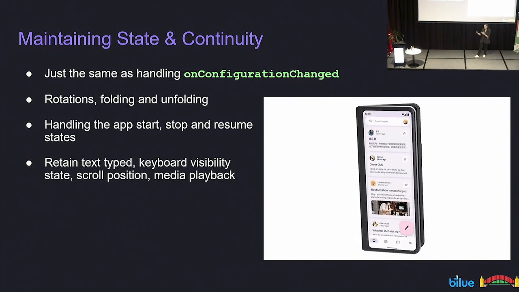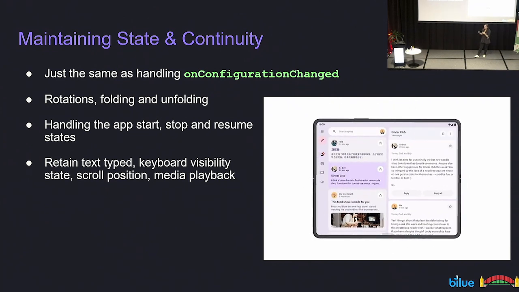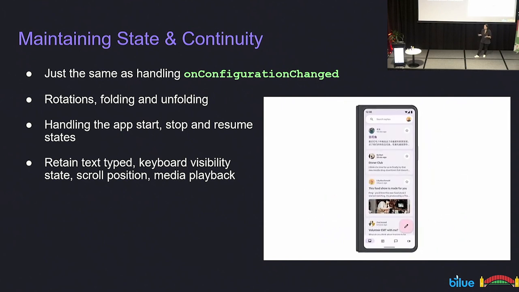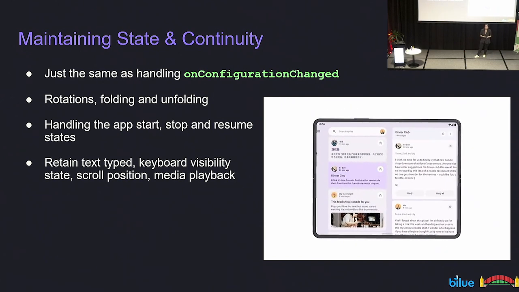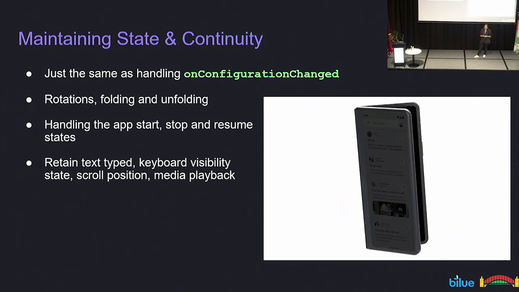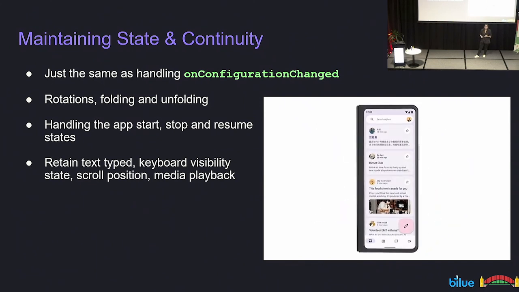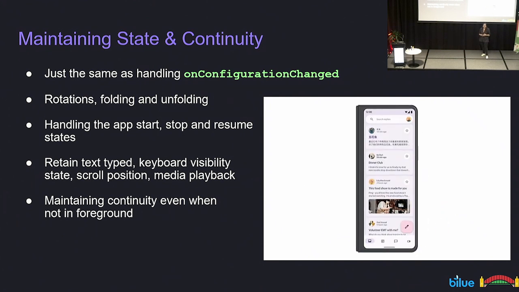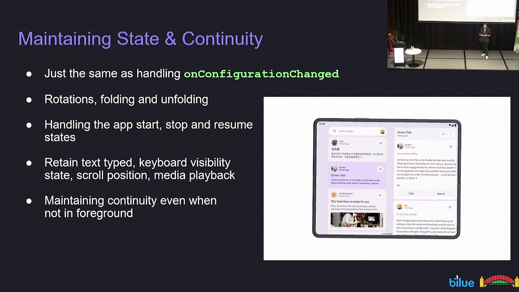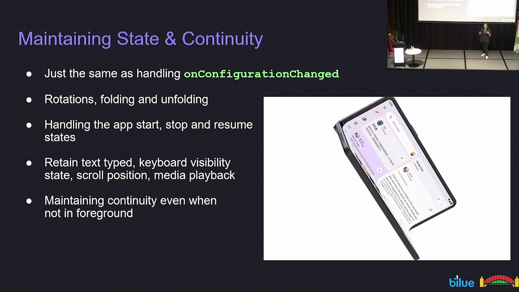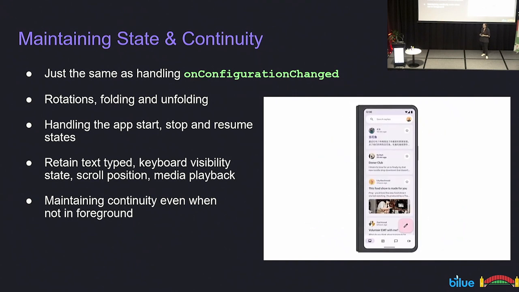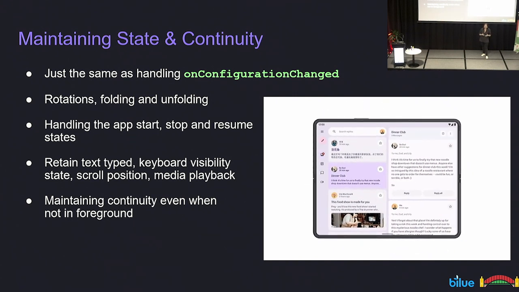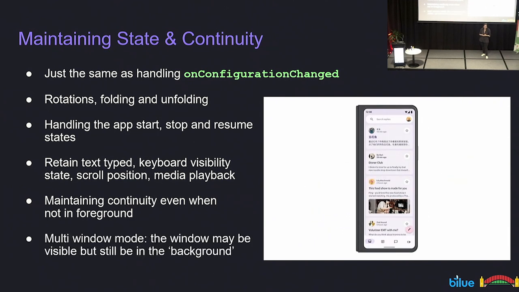So while we're using things like multi-window mode, we want to make sure that our app is not stopping. We're not losing state, we're not pausing any playback, our animations aren't looking janky. We want to make sure it's still working really well. So we want to make sure we maintain that continuity even when it's not in the foreground. Because an app that's in multi-window mode, the one that is not being interacted with is actually in the background, despite the fact the user can see it.